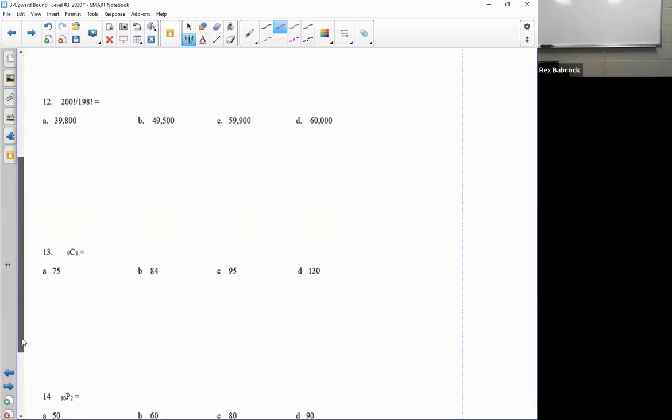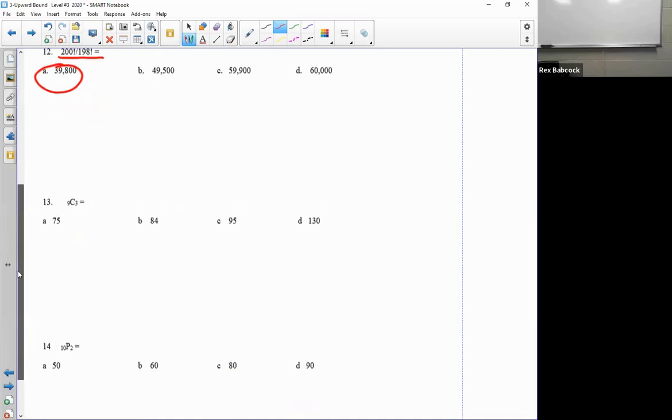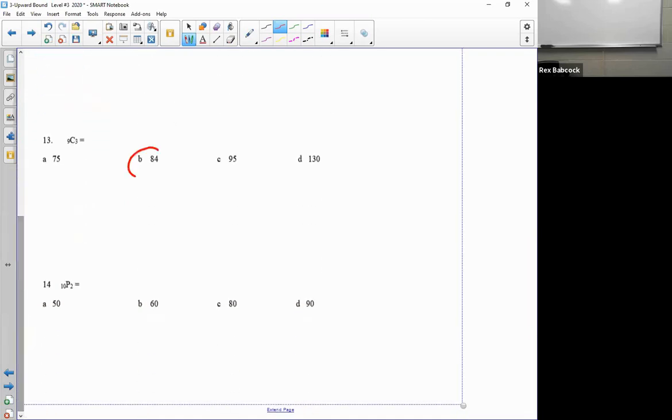We just worked 12. There's no way the calculator can do this problem. You have to figure it out, write it out. And it ends up being 200 times 199. Anybody want to see number 12? Answer's A. These, we just talked about them. 13 is a combination, and it's 84. And the last one's 90.